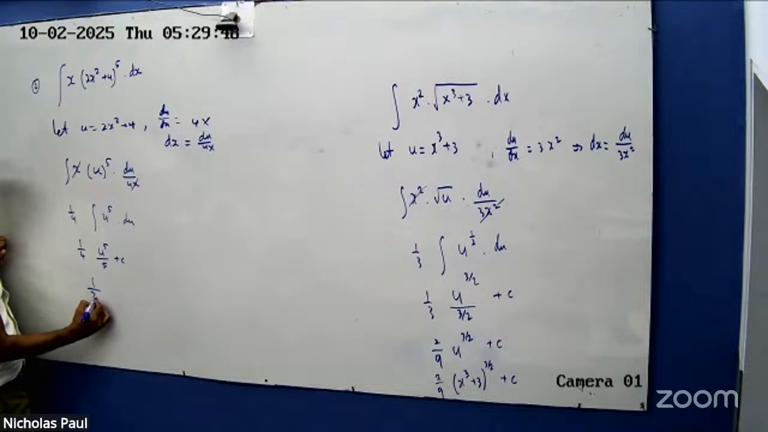So I got 1 over 24 by u to the 5 plus 1.